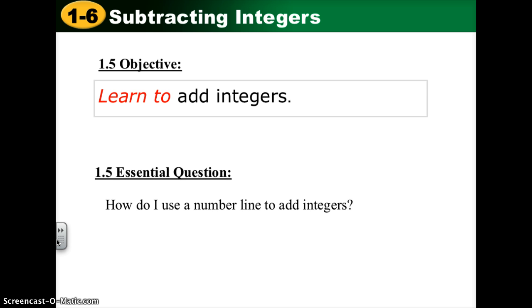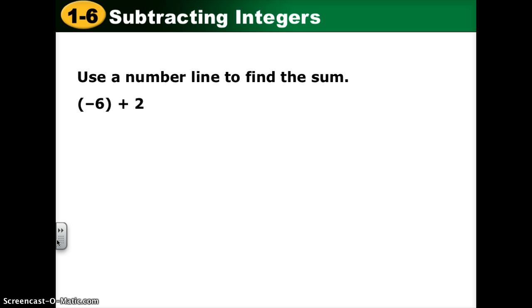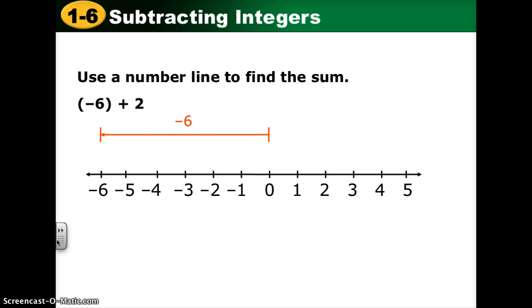Our 1.5 objective is to learn to add integers, and our essential question, how do I use a number line to add integers? So let's try to use a number line first to find the sum. If we're adding -6 plus 2 on a number line, that means we would first go to our beginning number, which is -6. Adding 2 would bring us back 2 to the right, and that gets us to -4.